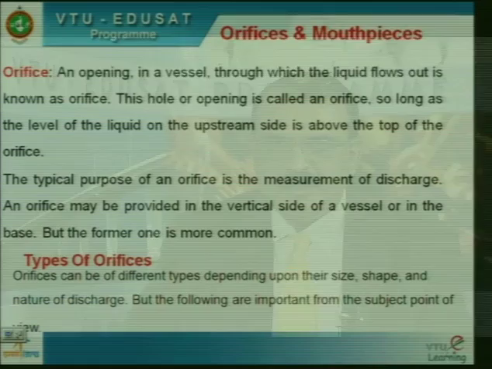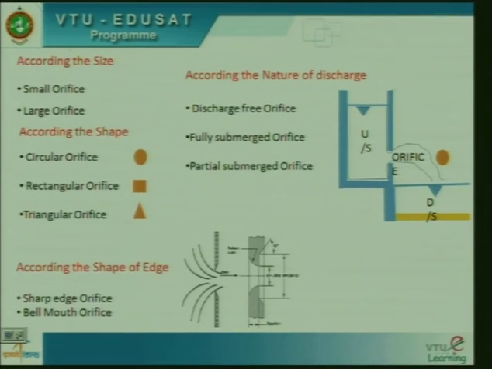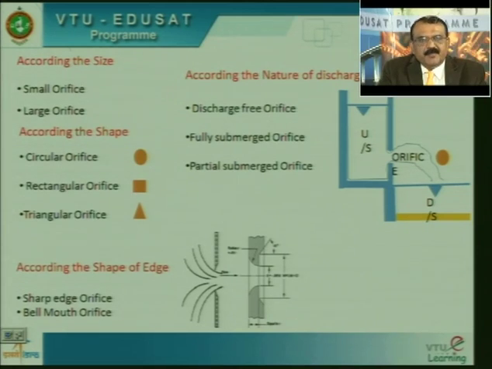So, there are different types of orifices based on size, shape, and nature of discharge. Let us see what the classification is. According to size, there are two types of orifice: a small orifice and a large orifice. Depending on the shape, we have a circular orifice, which is very common, a rectangular orifice, and a triangular orifice.